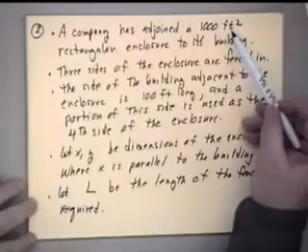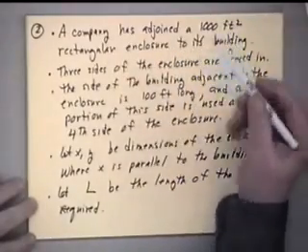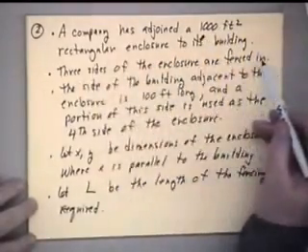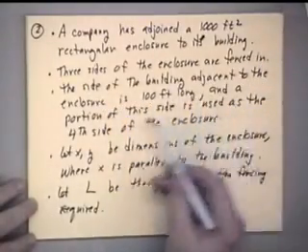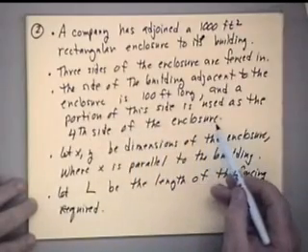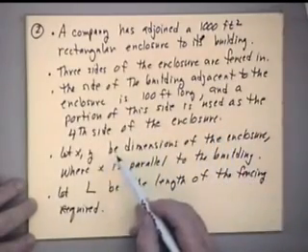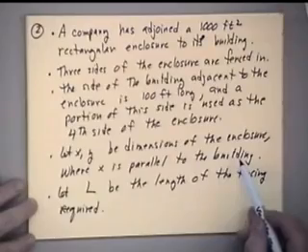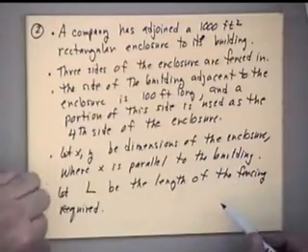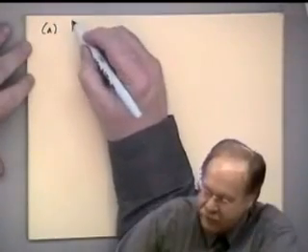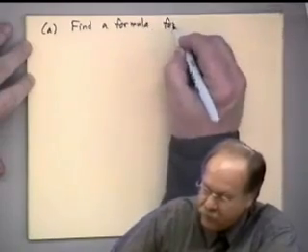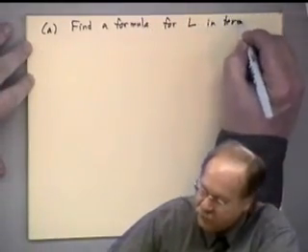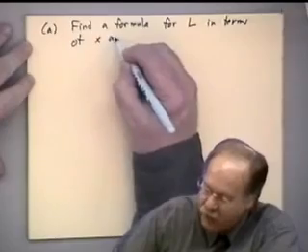A company has adjoined a 1,000-foot squared rectangular enclosure to its building. 3 sides of the enclosure are fenced in. The side of the building adjacent to the enclosure is 100 feet long, and a portion of this side is used as the 4th side of the enclosure. Let's call the dimensions of the enclosure x and y, where x is measured parallel to the building. Let L be the length of the fencing required. Now here are your questions. Question A, find a formula for L in terms of x and y.